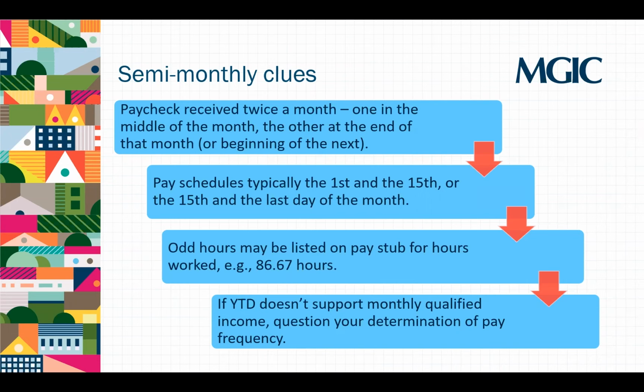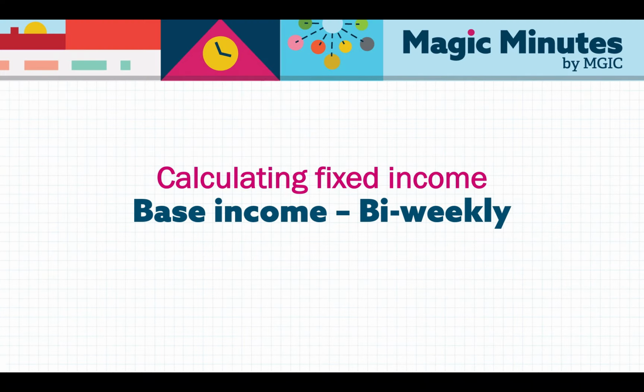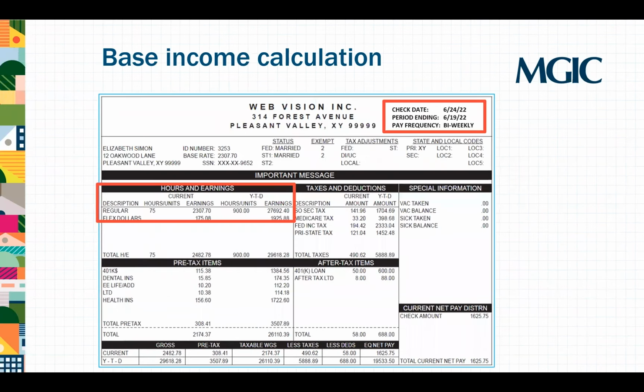Okay, time to calculate some income. In this section, we will give you an example of base income calculation for a borrower that is paid on a bi-weekly basis. As we previously validated Elizabeth Simon's income verification, we can now start our income calculation. We are going to start by making 2 calculations. First, we will calculate the borrower's qualifying monthly income. Secondly, we will then calculate the year-to-date average for this job.